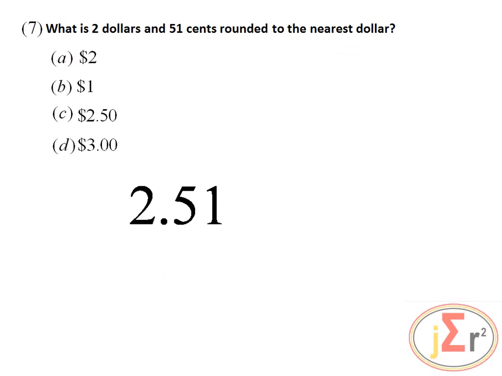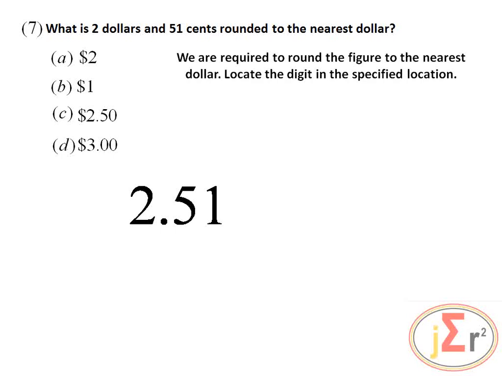What is $2.51 rounded to the nearest dollar? We are required to round the figure to the nearest dollar. So first we are going to locate the digit in the specified location. That is the digit that is in the dollar place.